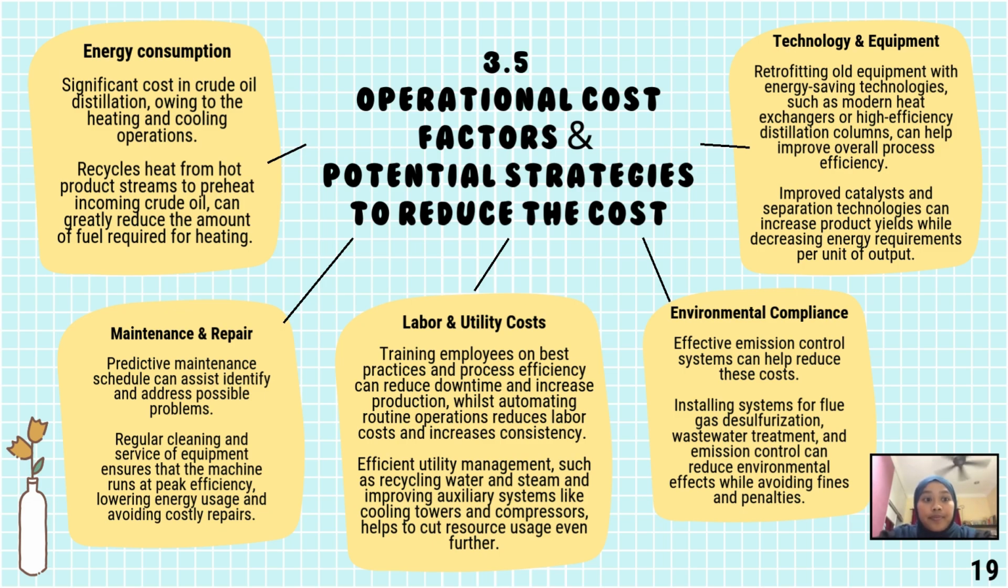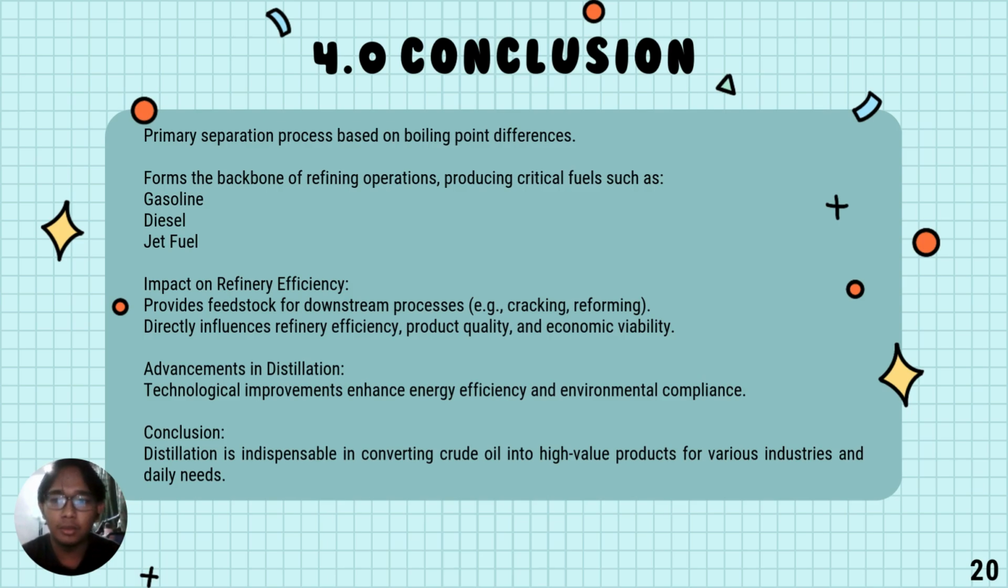The last one is in aspect of technology and equipment. So retrofitting old equipment with energy-saving technologies such as modern heat exchangers or high-efficiency distillation columns can help improve overall process efficiency. And then, improved catalyst and separation technologies can increase the product yields by decreasing energy requirement per unit of output.